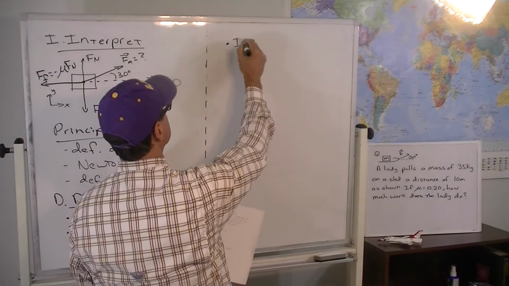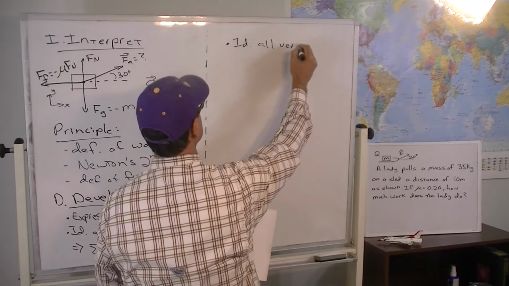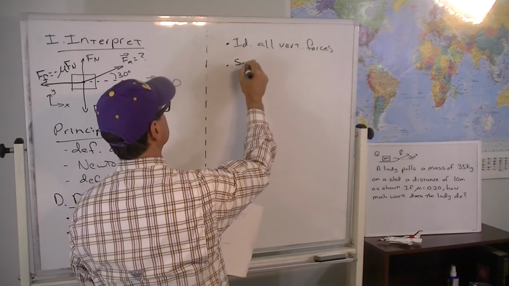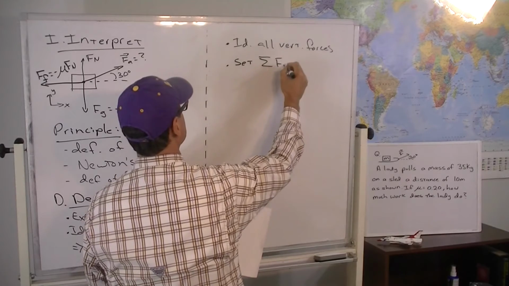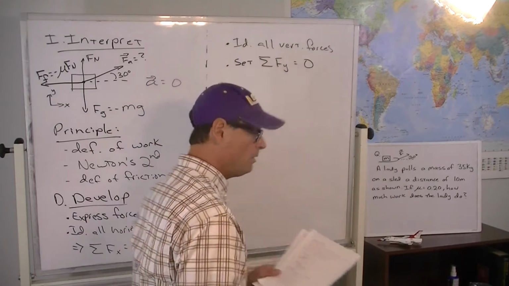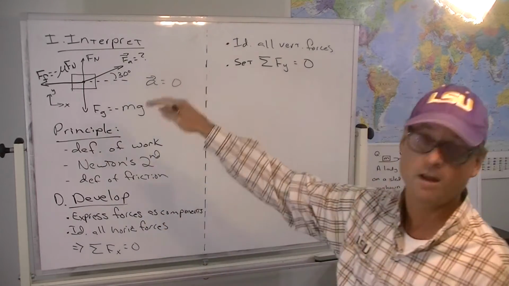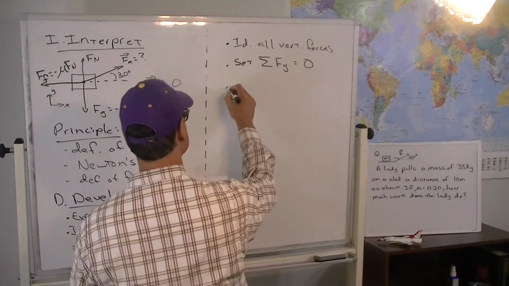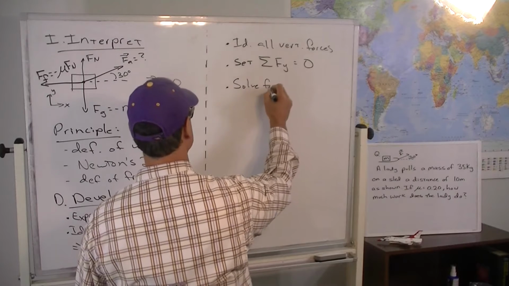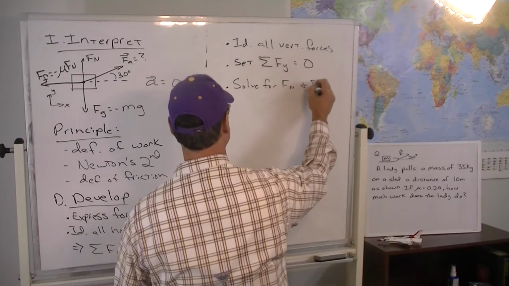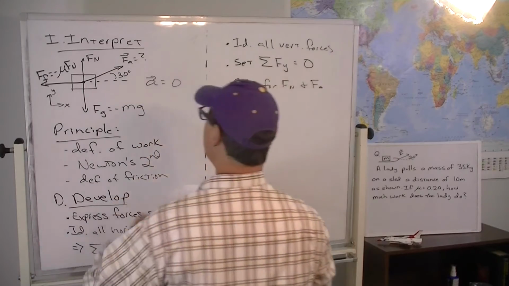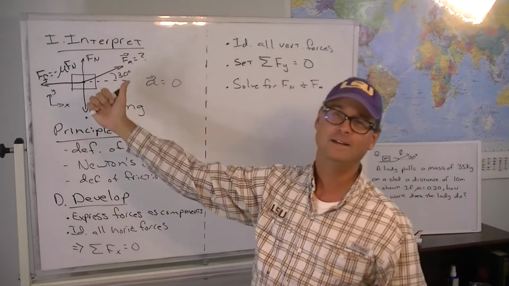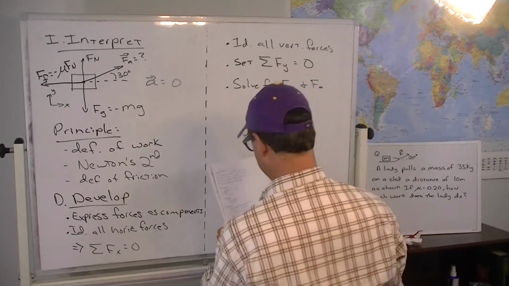So the next step is to identify all the vertical forces. And once we've done that, we can set the sum of the y components of the forces equal to 0. The reason that this is true is because there's no vertical acceleration. So this is going to give us two equations and two unknowns, so then we solve for the normal force and the applied force. We know what their directions are, so we're really just finding the unknown magnitude. The normal force is up, and the applied force is at that 30-degree angle in the picture.